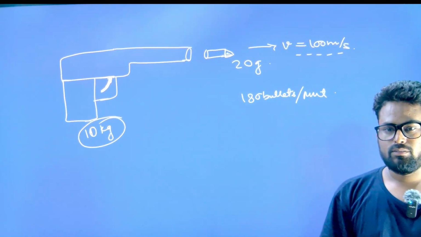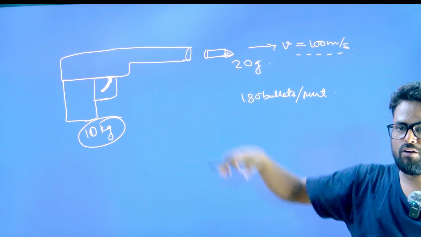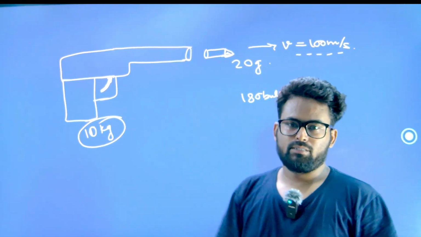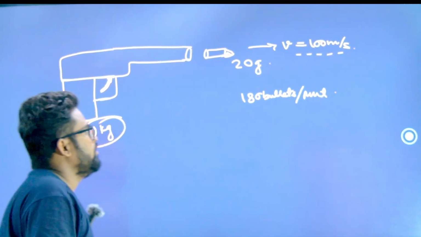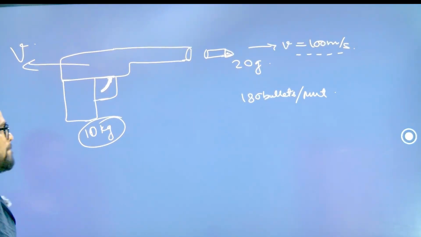So the question is, when the machine gun is firing these bullets, what would be the recoil velocity of the machine gun? Got it? Okay, let's try to understand this problem. So we need the recoil velocity of this gun. Let's say the recoil velocity is V.